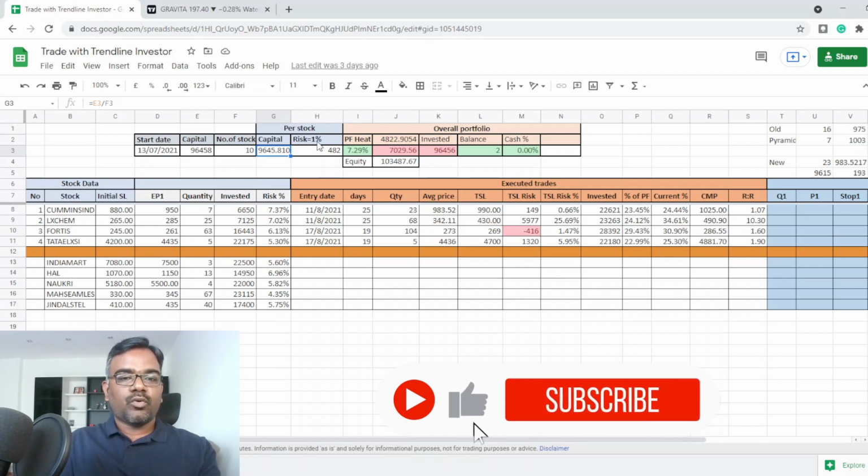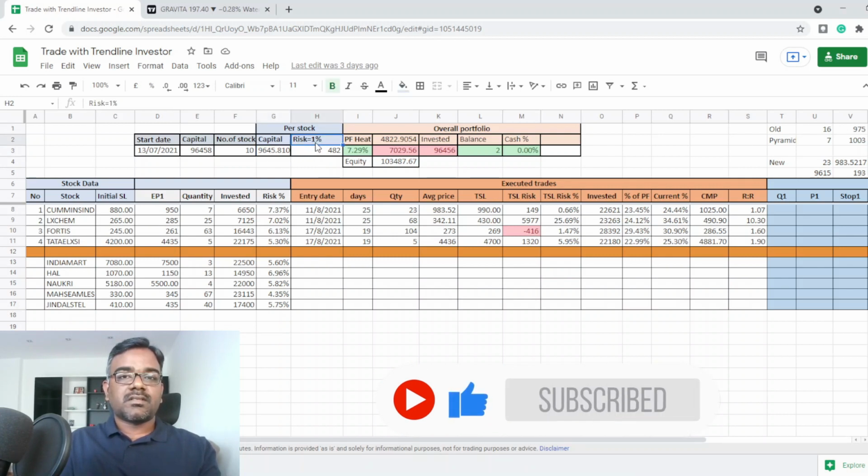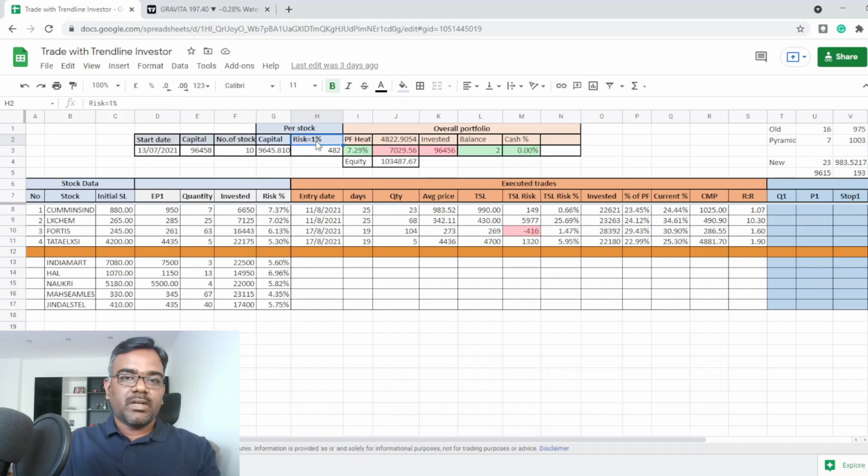But the more important point is to understand what the risk is, right? Now risk should be that amount you would be willing to lose on a single stock, and that should be as an overall percentage of capital. For example, let's say you have 1 lakh, right, and you buy, let's say 10 stocks, right?